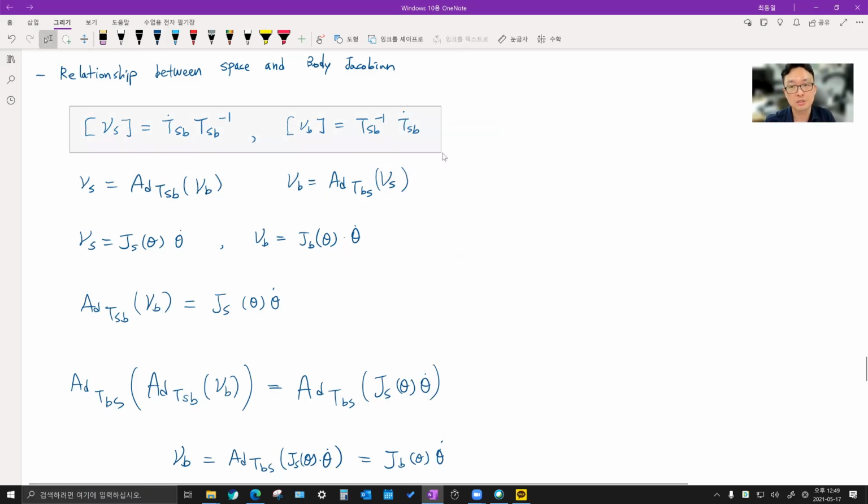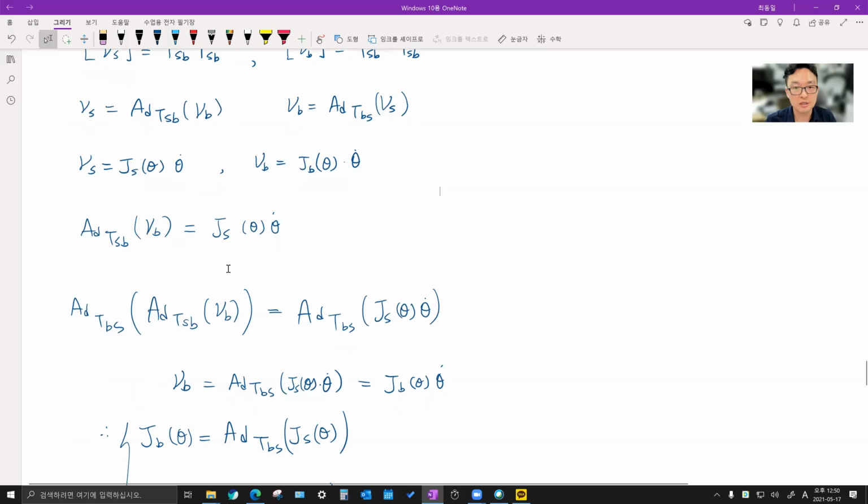This equation is the small SC3 form of space twist and body twist. And this one is the relationship of space twist and body twist in a 6-vector form. In this case, we use the Jacobian, adjoint. And in this class, we learned about the Jacobian, space Jacobian, and body Jacobian.